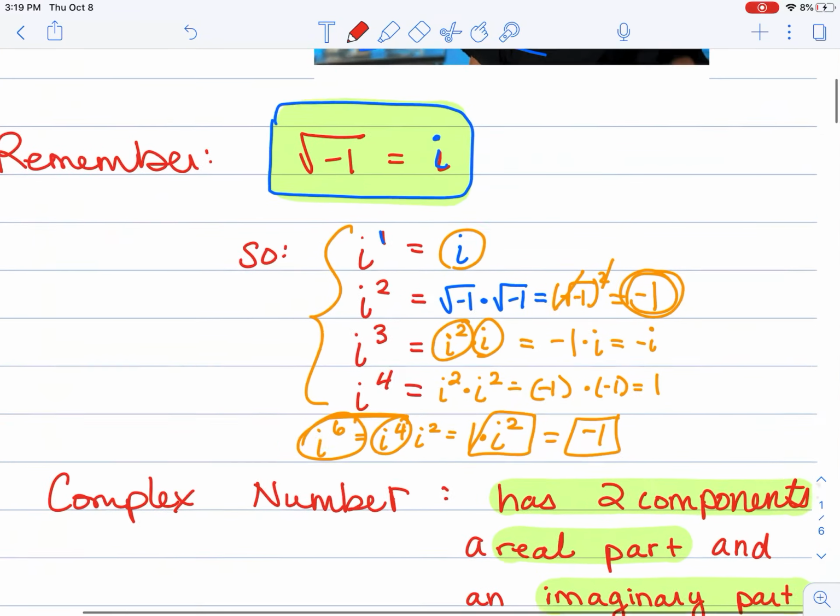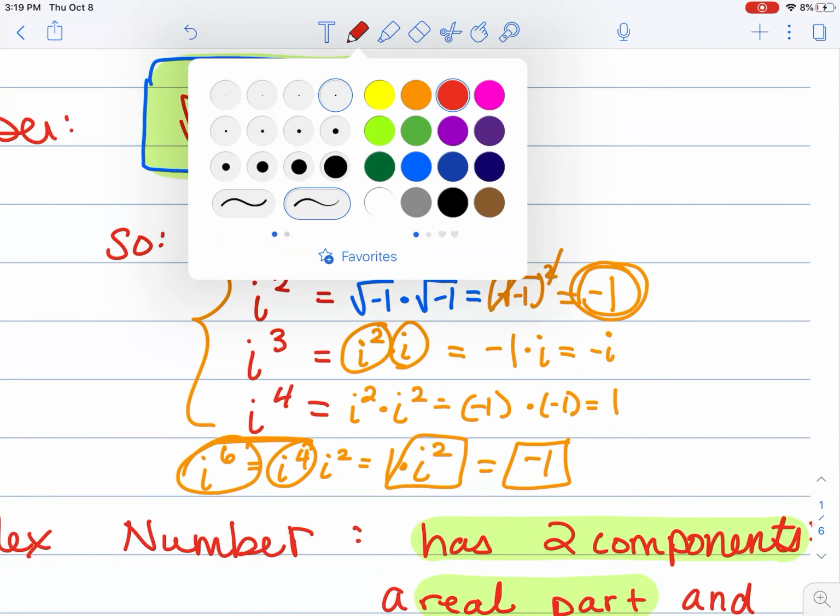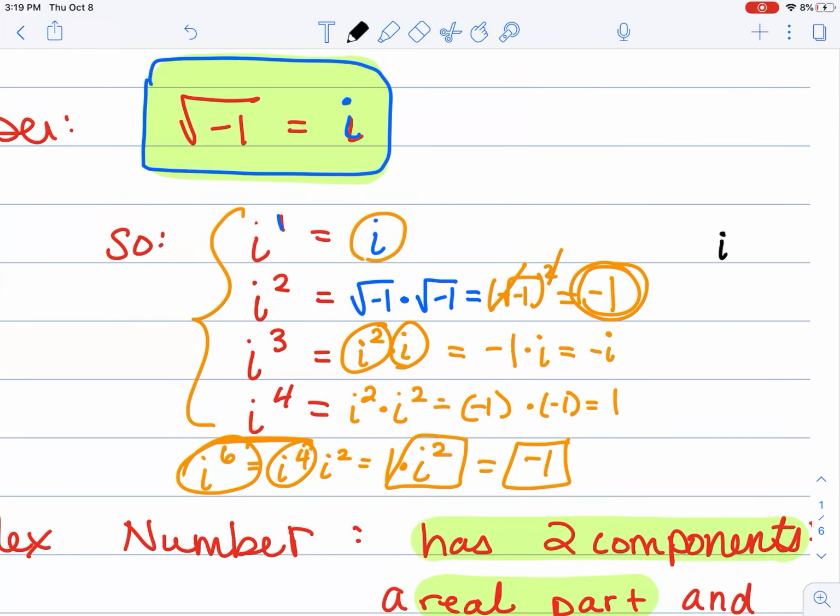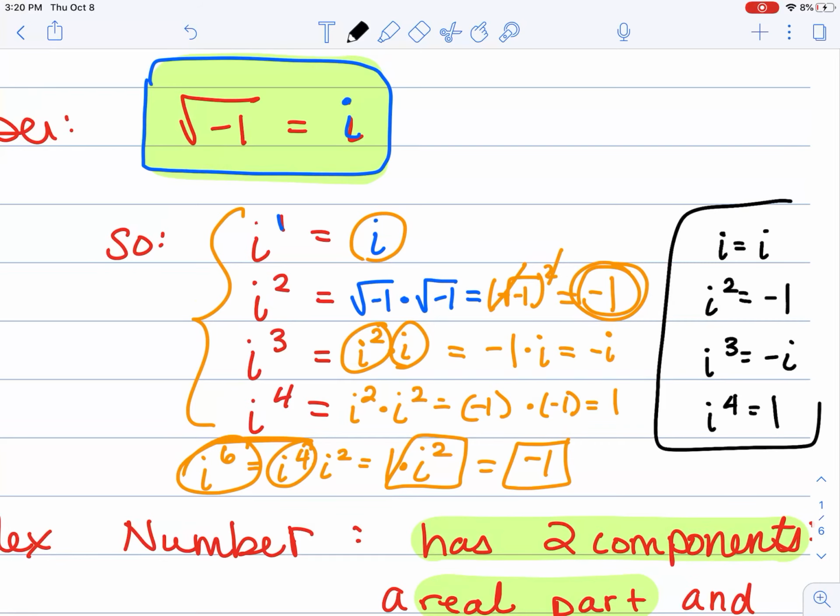Okay, which actually I'm going to go ahead and have you write them down. So remember, i equals the root of -1, i squared equals -1, i cubed equals -i, and i to the 4th equals 1. So make sure that you've got that box somewhere on your paper.